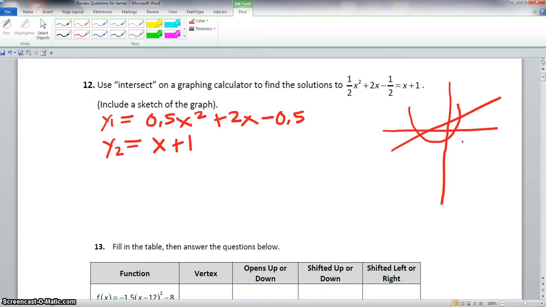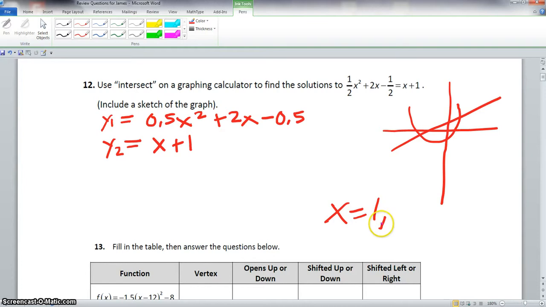Now, when you do this, we are basically looking for the x value. If you look here, our x value is 1. Most of your calculators will start off with your x value being 1. So that's one of your answers.